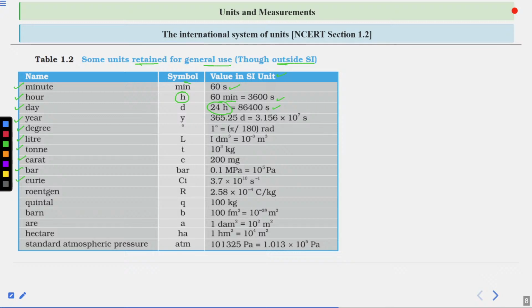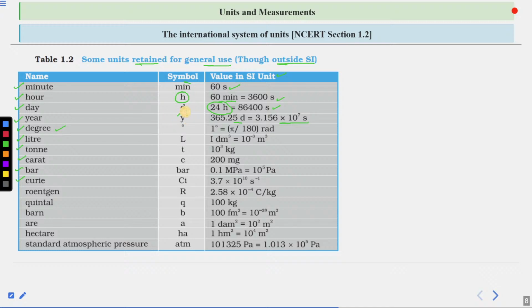Similarly, year. Year is denoted by Y. 1 year is 365.25 days. In seconds, it will be 3.156 into 10 raised to the power 7 seconds. Look at here. 1 minute is 60 seconds. Similarly, hour, day, year.